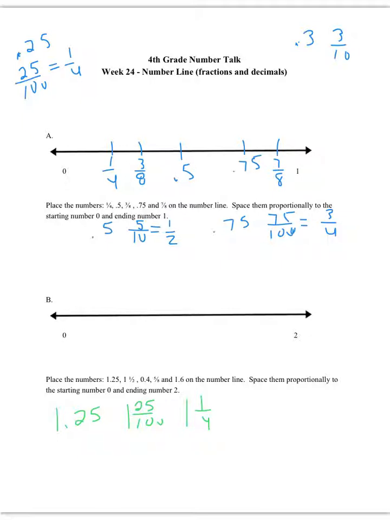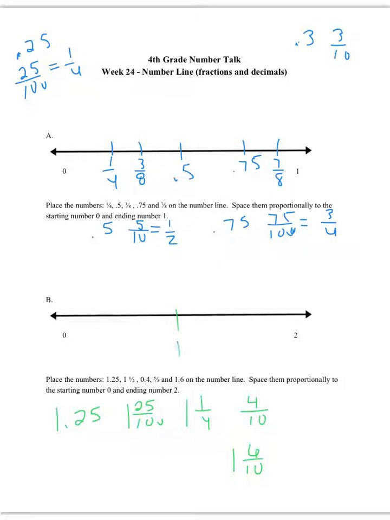Then we have 1 and 1/2. Then we also have 4/10. And we also have 1 and 6/10, which looks like that. So for here, I'm actually going to do this one as an estimate. I'm not going to get really distinct with the lines and just start to have us think rationally about where these numbers go. So let's first think about what falls in the middle.